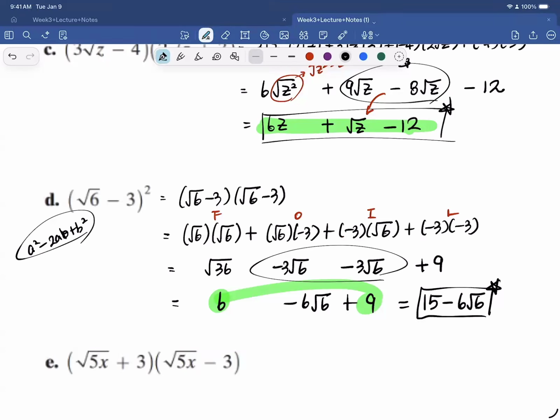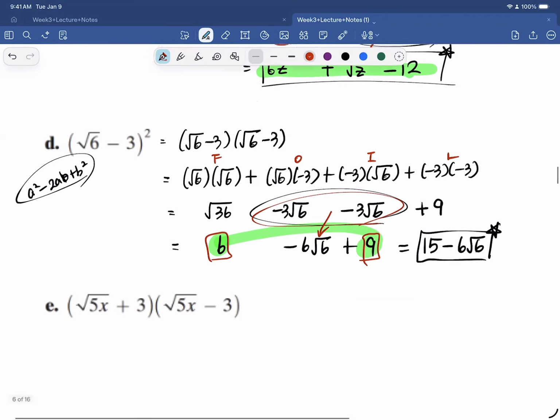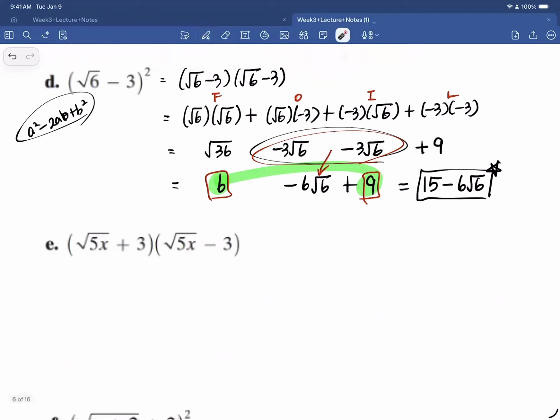Okay. So this one and that one is 15. Okay. So everything else is the FOIL. But letter E, if you look at the first term and the second term, it is a perfect square, but this two is different, right? I mean, you can do the FOIL, okay?